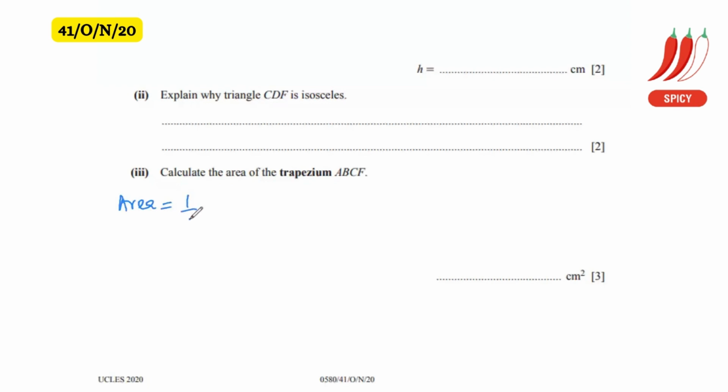So that's going to be 1 over 2 times 8.86, which is the height, times the sum of parallel sides, which is 3 plus 12. That gives us 66.45 centimeters square. That is your area of trapezium.